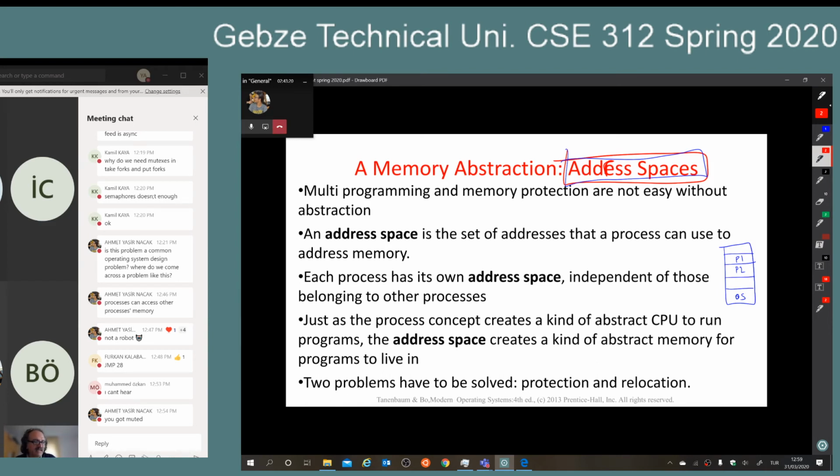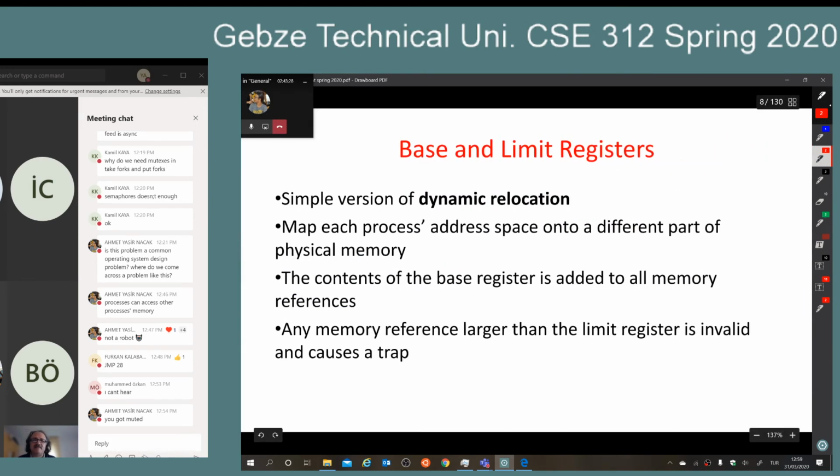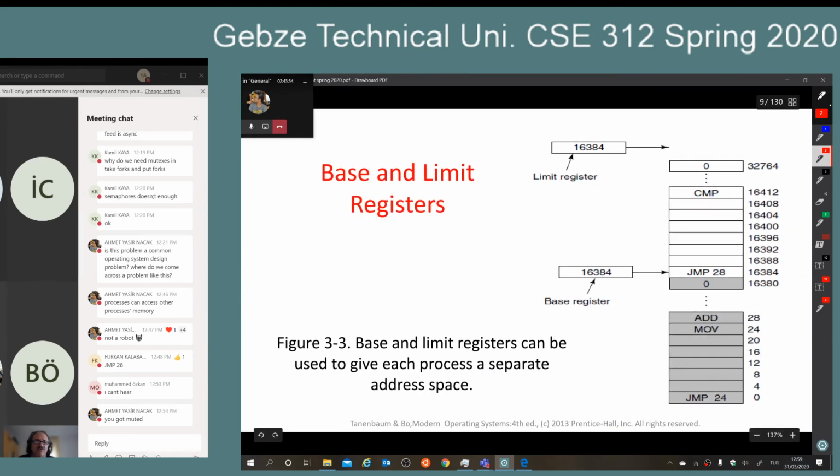Okay, so let's look at some of the early examples of address spaces. Base and limit registers. That's the solution. Let me show you from this example. Remember those two programs? Let's say I have enough memory, 32 Ks.